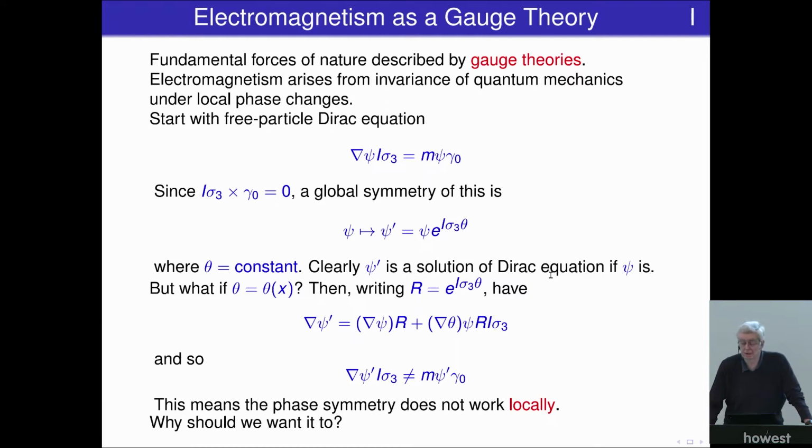But what if your theta is a function of position, x? And what you find when you calculate grad of psi dashed is you've got an unfortunate extra term, a grad theta times psi I sigma 3 on the right-hand side, which spoils the covariance of the equation. What we're looking for here is an operator that can replace the grad to give you something covariant where solutions remain solutions after this rotation. So at the moment, the phase rotation does not work as a local symmetry.